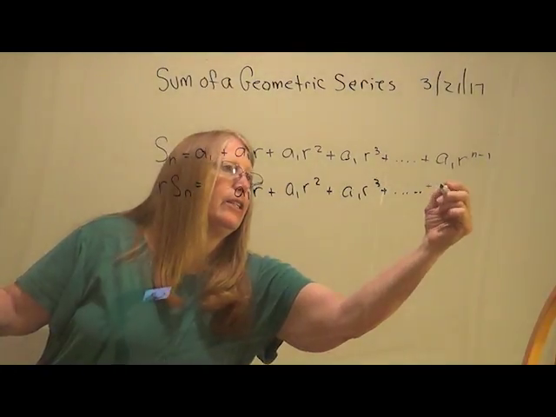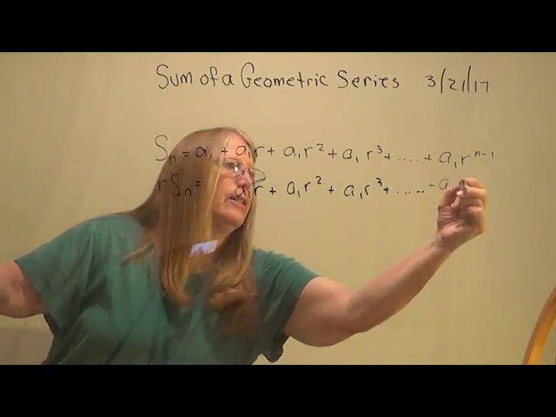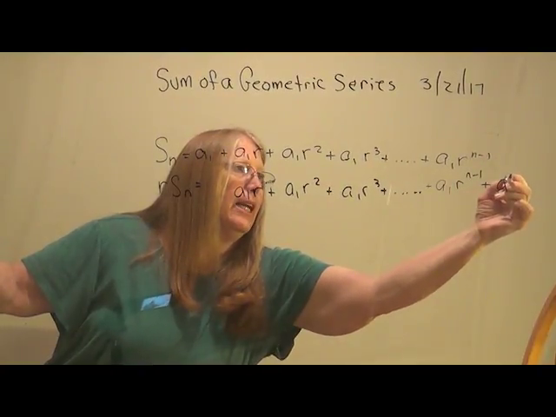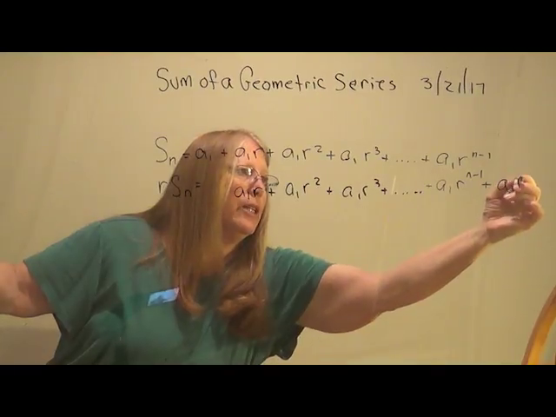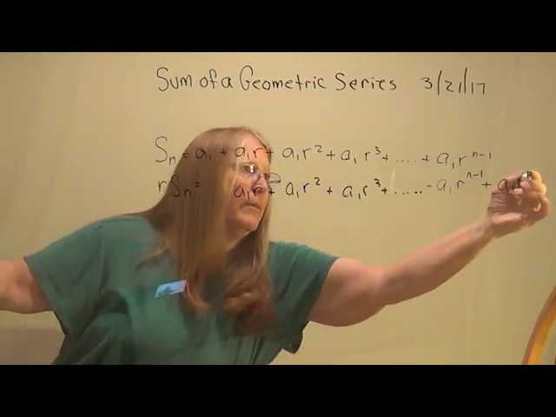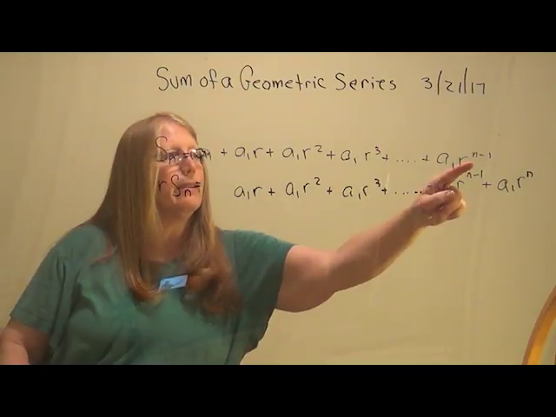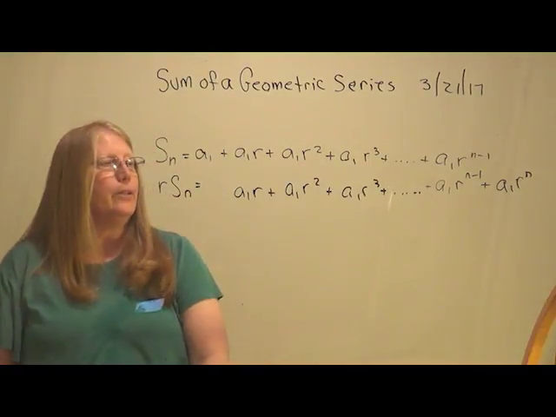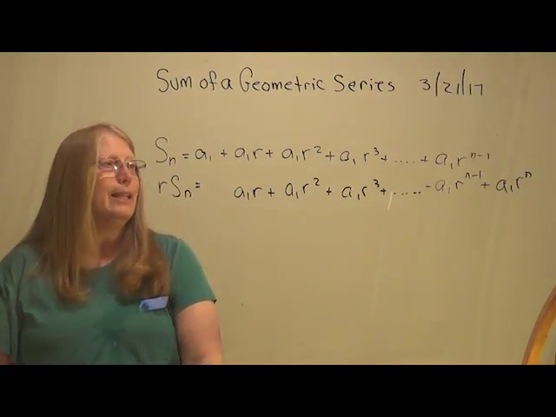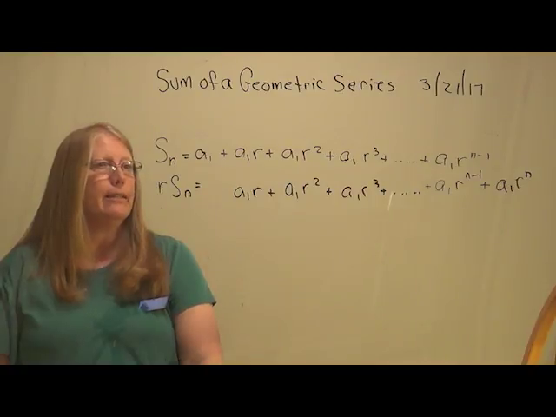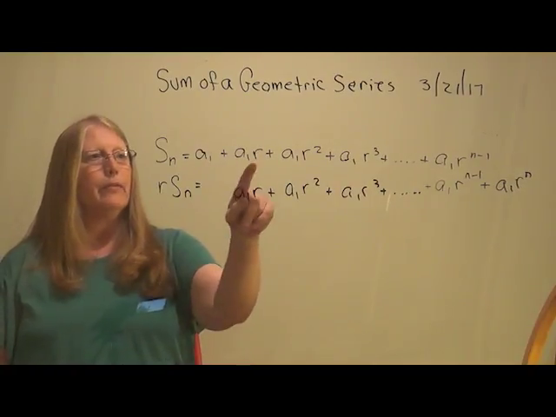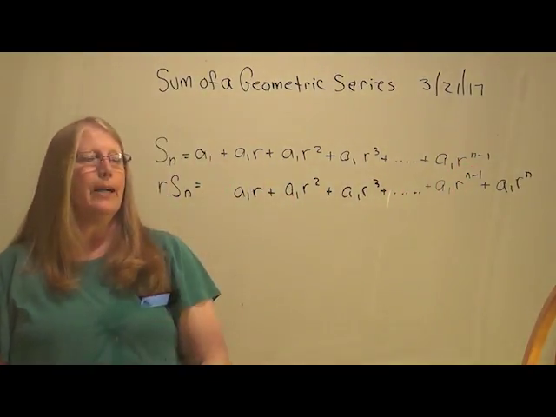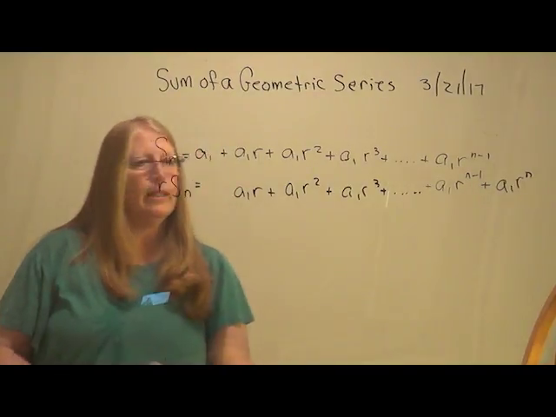And down here, eventually I'm going to come to a sub 1 r to the n minus 1, but then there's going to be another term. It's going to be a sub 1 r to the n, because when I multiply this by r, it'll add one more r, and the exponent will be n minus 1 plus 1, and that will just be a sub 1 r to the n. So algebraically, you should be comfortable with me multiplying everything in this first equation by r and coming out with this. All right.